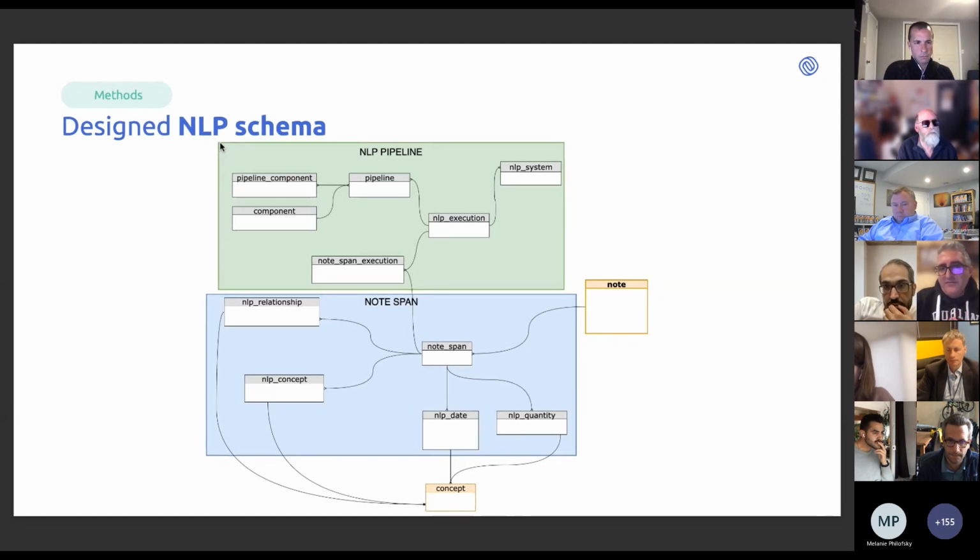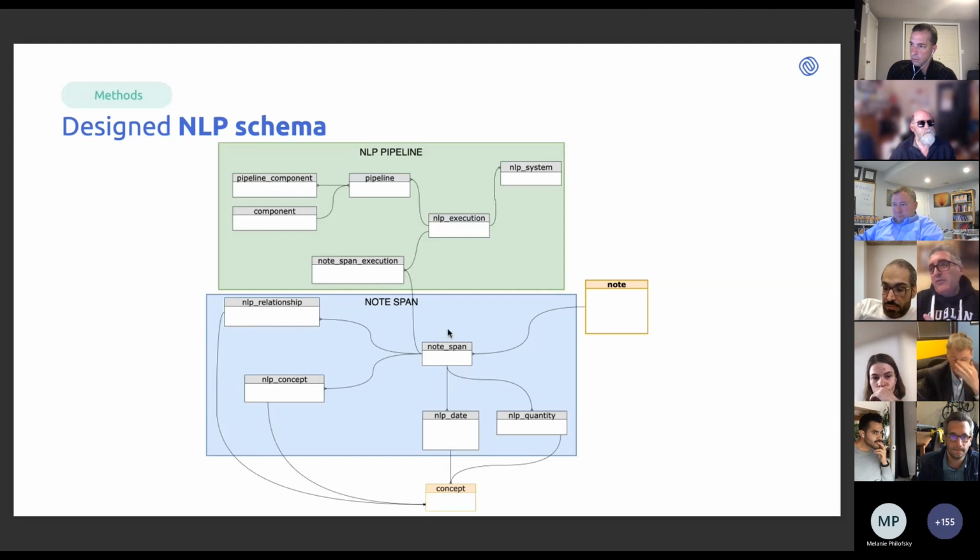The schema has two parts. On the upper side, we have what we call the NLP pipeline related tables, where we store information about the actual system: all the versions, the different components of the pipeline used to extract information, and all the context information, the disambiguation, etc. So how we extract all the context about the entity. And the lower part of the schema, what we call the note span, is somehow the extension or a reduction of the Note NLP.